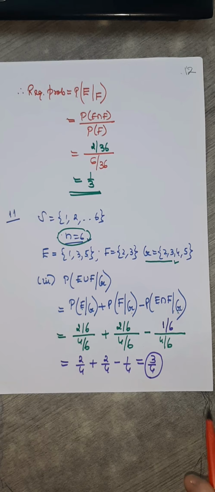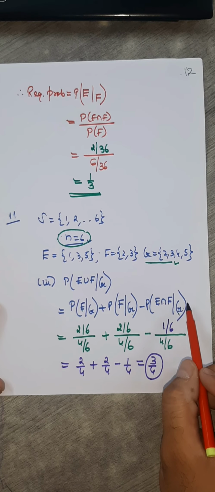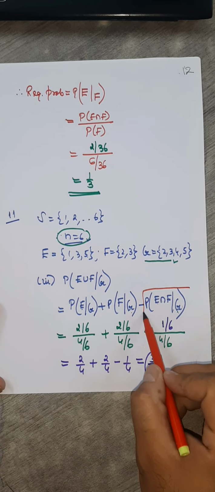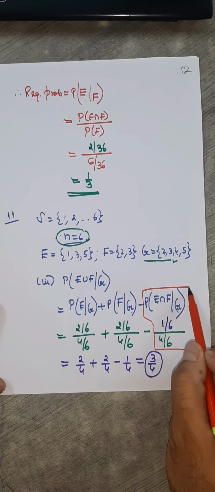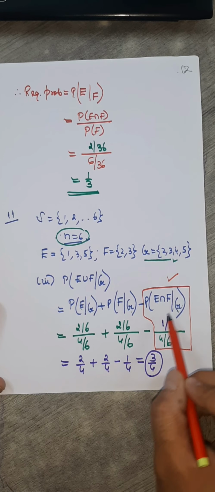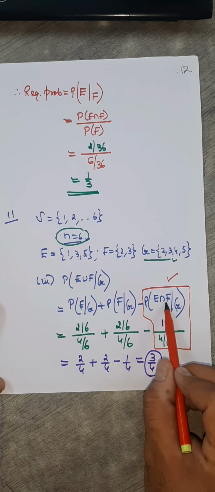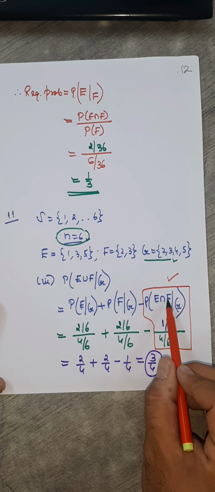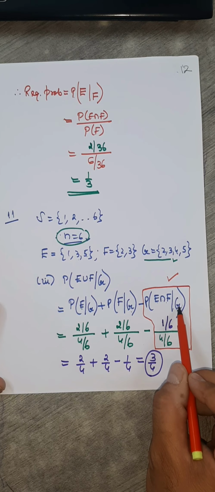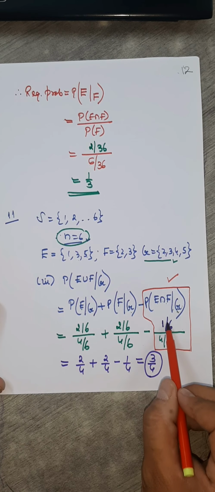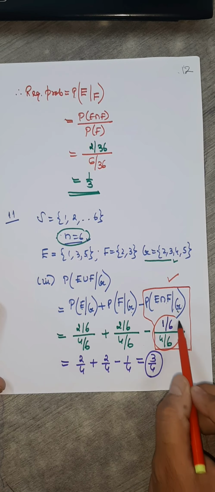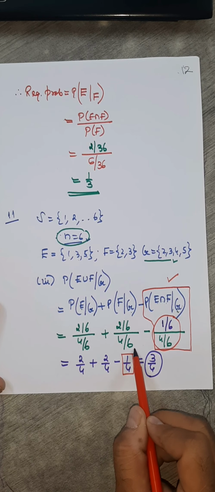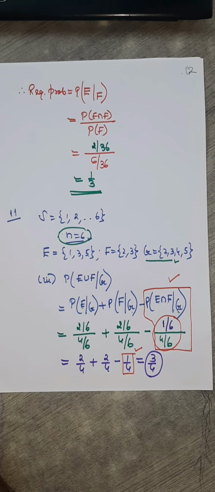In the third sub question you are asked one more thing. That is, I think this one, this portion. This one only you are asked: the probability of E intersection F given the event G. So E intersection F intersection G upon probability of G. So 1 by 6 over 4 by 6. So the answer is just 1 by 4. That is the second part of the third sub question. 1 by 4.